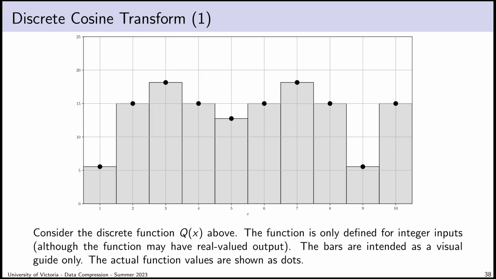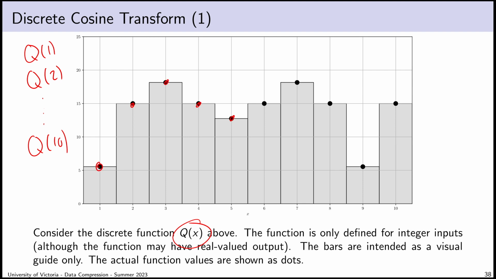Now, here is a non-continuous, non-infinite function. This is a discrete function. I'm going to call it q. And the way I've drawn it, it looks sort of odd. The way I've drawn it is q is a discrete function. It's only defined on integer coordinates. So q of 1, q of 2, and so on. I guess we go up to q of 10. Because plotting a discrete function doesn't look very interesting, really the function is only defined at these dots.